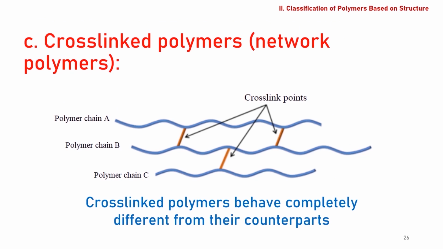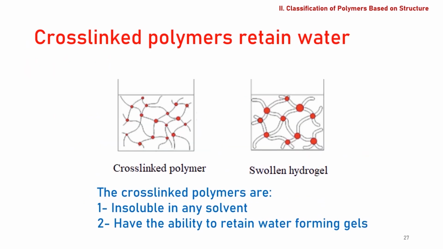Now, the branched or linear chains can be further interconnected at several points through physical interactions or chemical bonds to form a single macromolecule with a three-dimensional network structure. The cross-linked polymers, such as thermosets or elastomers, behave completely differently from their counterparts. Cross-linking reactions are usually promoted by heating or photoirradiation.